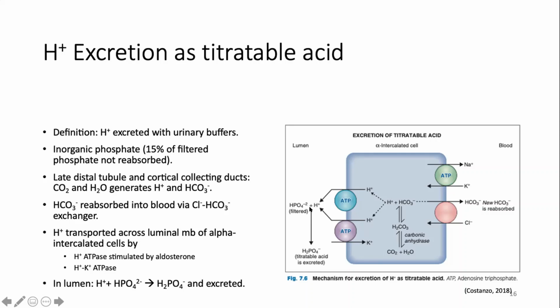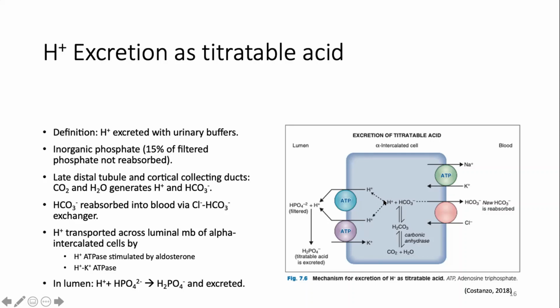So what happens is that in the later part of the tubule, so you know you have the proximal tubule, and then you have the loop of Henle, and then you have the distal tubule, and then the collecting duct, right? So in the late distal tubule and the cortical collecting ducts, this is where the acid will be excreted as the titratable acid. So what happens is that in the cell, again, everything starts in the cell, it will convert the carbon dioxide and water into H+ and bicarbonate.